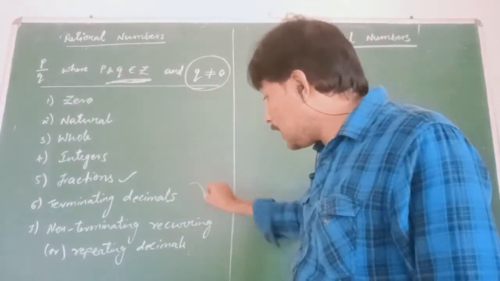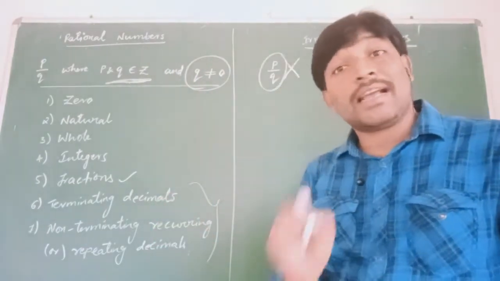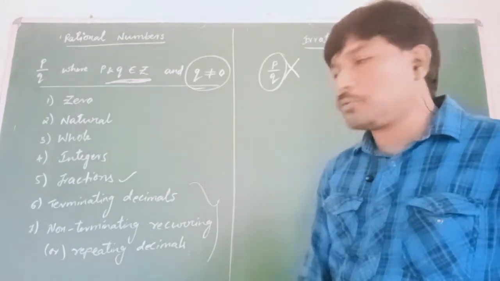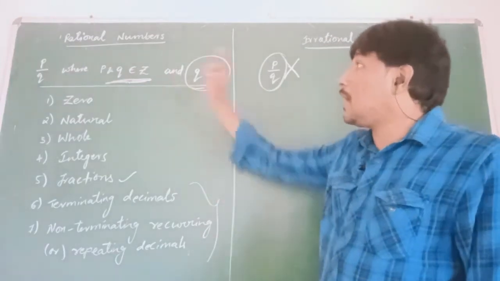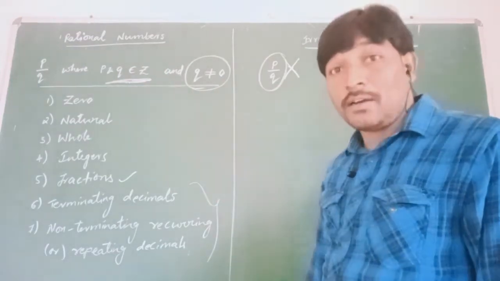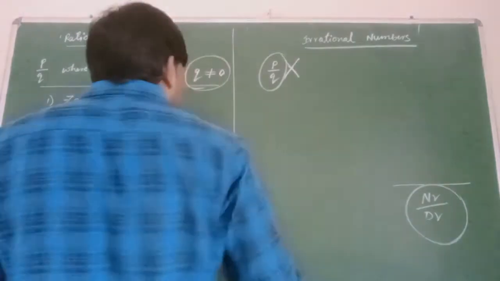But when it comes to decimals, only two types of decimals will come under rational numbers.